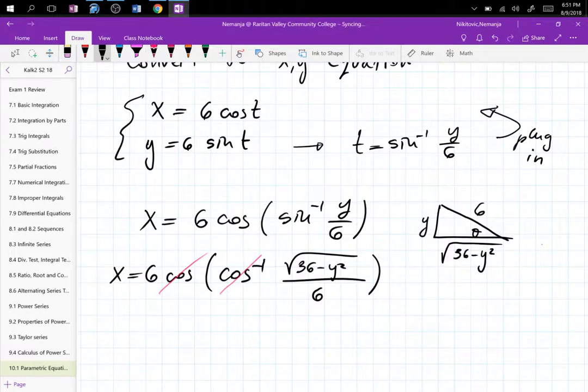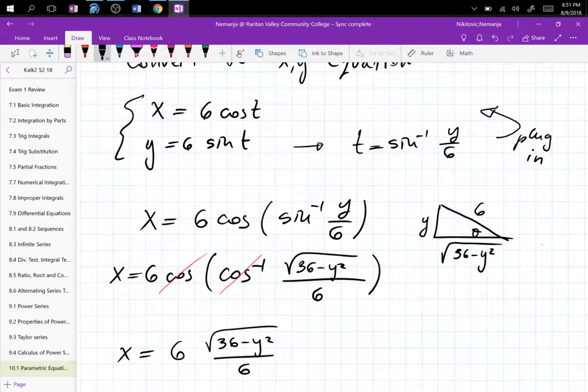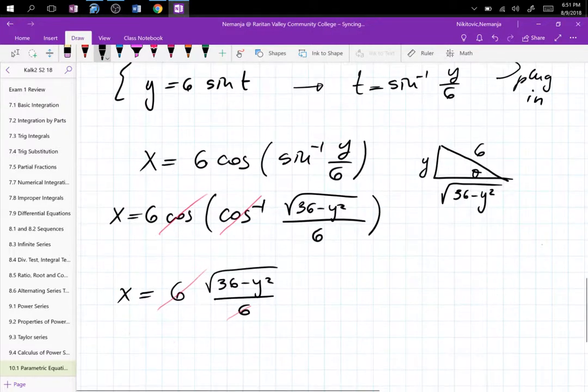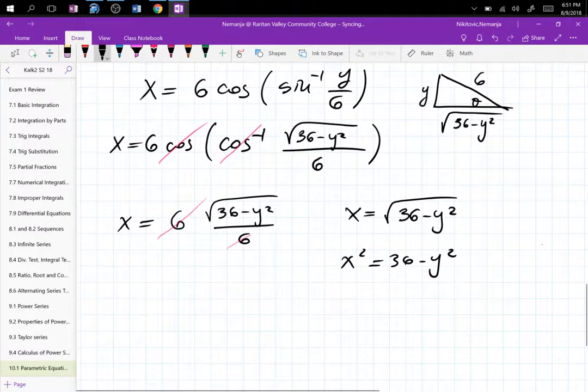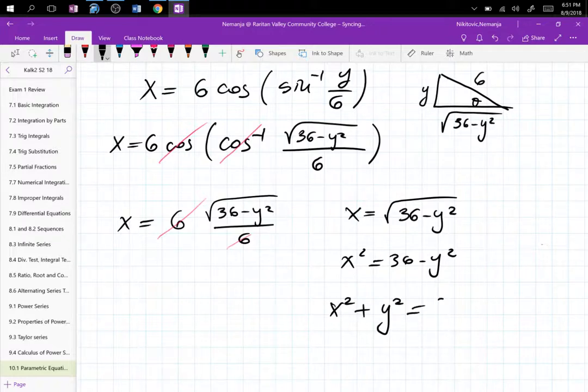That's why we did the transformation there. So what you have is 6 times the square root of 36 minus y squared over 6, and this is where the 6's die, giving us the equation that x is equal to the square root of 36 minus y squared. So x squared is equal to 36 minus y squared. Move the y squared to the other side, and we get what we were expecting, a circle with radius 6.